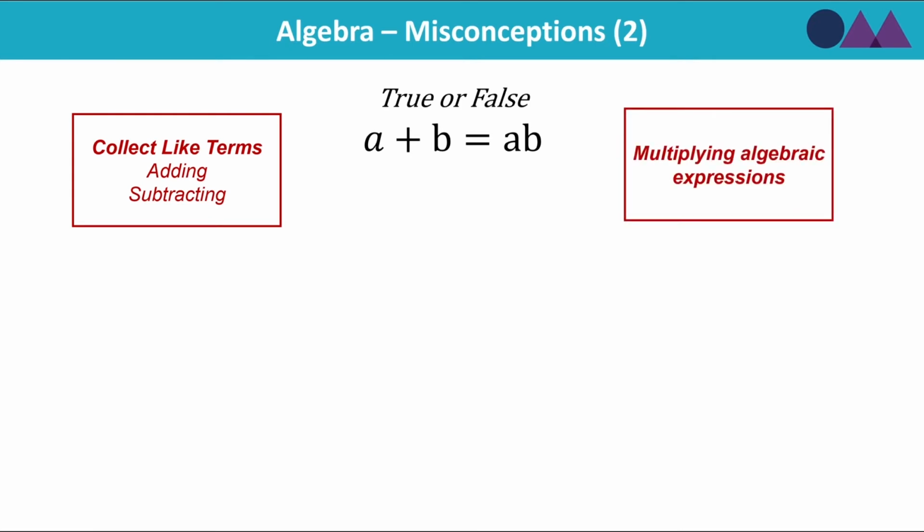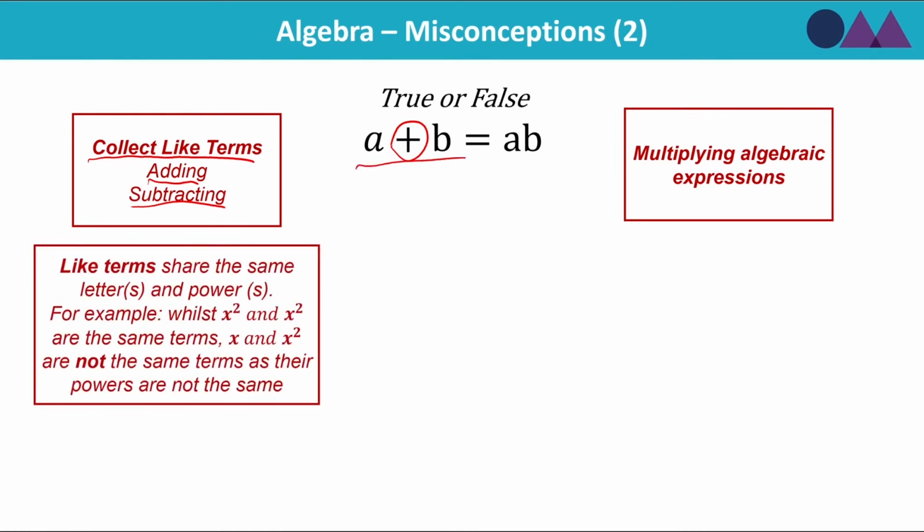Here is a nice example to show this difference once again. The operations in collecting like terms are adding and subtracting. Here, the operation is adding, therefore, we will think about collecting like terms. The question here is, can we collect them? The rules for like terms are they share the same letters and powers. For example, x squared and x squared are the same terms as they share the same letters and powers. However, x and x squared aren't the same terms as their powers aren't the same.